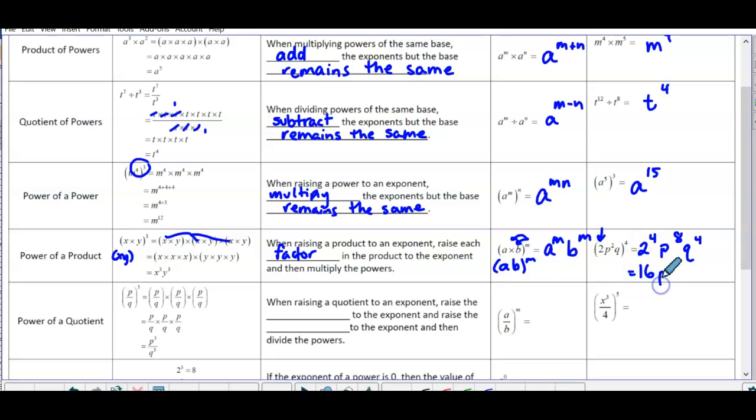That's 16, p to the 8, q to the 4. A lot of times students forget about the 2. So if there's brackets and the 2's inside, it needs to get raised to the exponent 4 as well.